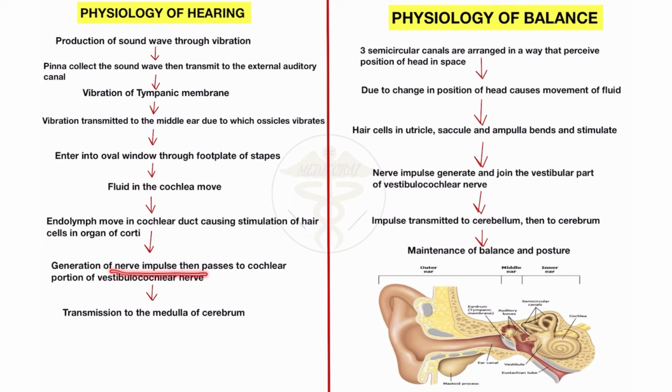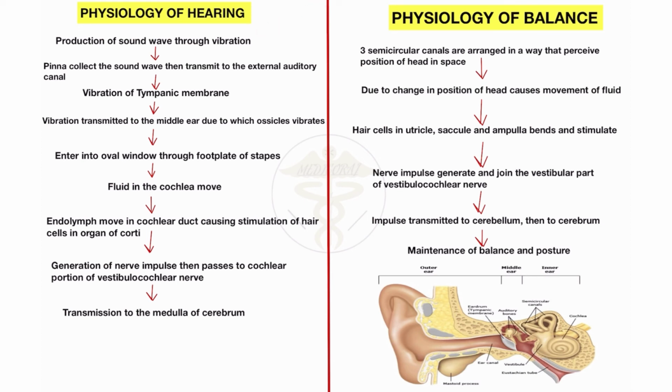Generation of nerve impulse then passes to the cochlear portion of the vestibulocochlear nerve. This is the part of the vestibulocochlear nerve through which the impulse is transmitted. Through the vestibulocochlear nerve, it is transmitted to the brain. So this is about the physiology of hearing.